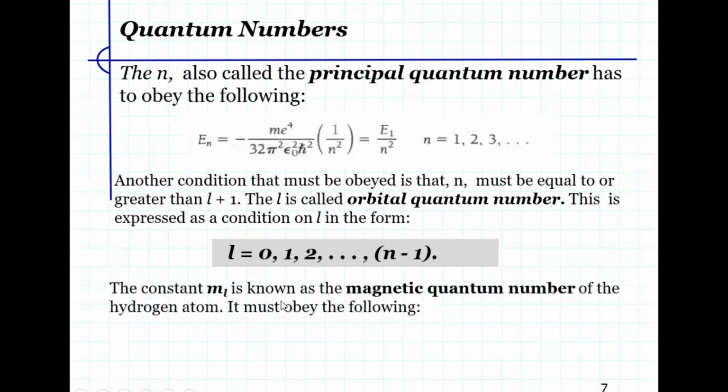Another constant which comes from the Schrodinger's wave equation is ML, and this is known as the magnetic quantum number. It is the magnetic quantum number for the hydrogen atom, and it must obey the following rules according to the solution of the Schrodinger's wave equation for the hydrogen atom. ML can have values 0, plus minus 1, plus minus 2, up till plus minus L. So it depends on L. L depends on N. N actually has the energy dependence.